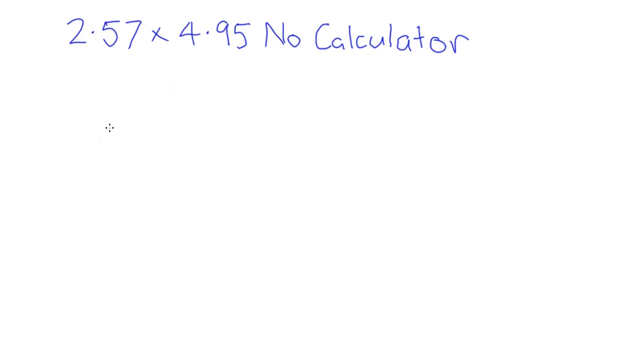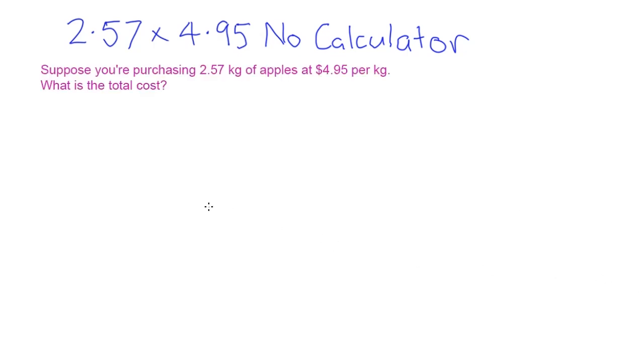Today, we're going to learn how to multiply decimals, just like this one. I'll give you an example or scenario, just to give it a bit of context. Suppose you are purchasing 2.57 kilograms of apples at $4.95 per kilogram. What is the total cost?